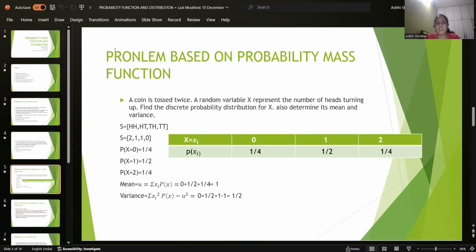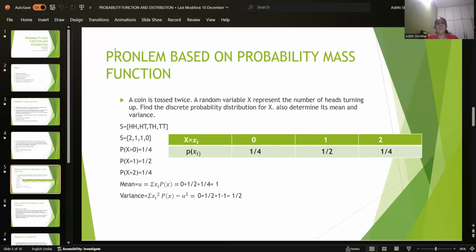Let's see a problem based on probability mass function. A coin is tossed twice. A random variable x represents the number of heads turning up. Find the discrete probability distribution for x. Also determine its mean and variance. Here, first you need to write the sample space, that is HH, HT, TH, TT, and the sample space contains the following heads in each case, that is 2, 1, 1, 0.